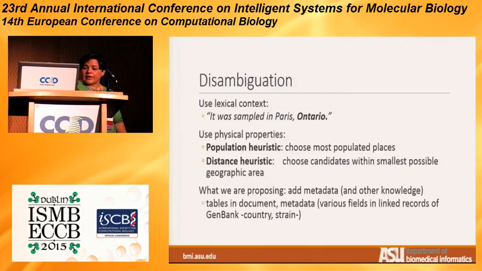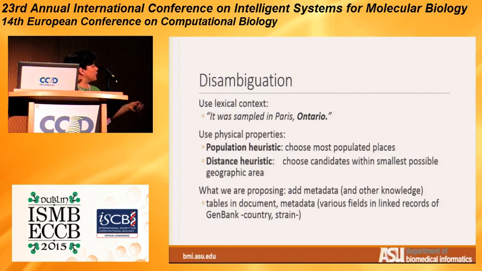So for disambiguation, there are, again, other approaches that have been proposed before us. Use of lexical context, and actually many of these, of course, if you're familiar with text mining, are similar approaches to any kind of disambiguation. So lexical context helps, where you look at other locations or places named or mentioned around the one that you're interested in.